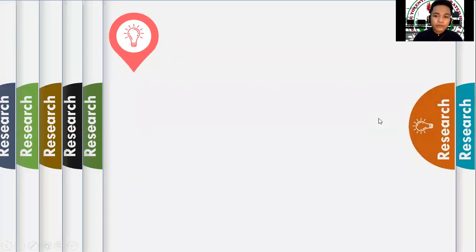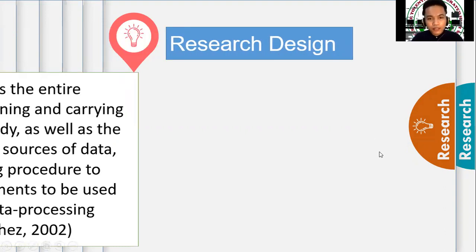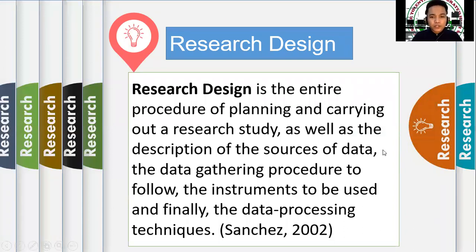Okay, but before we move on, let's try to define first two important words that we will be encountering in this presentation. The first one is research design. So what does it mean? Research design is the entire procedure of planning and carrying out a research study, as well as the description of the sources of data, the data gathering procedure to follow, the instruments to be used, and finally, the data processing techniques, according to Sanchez, 2002. Later in the presentation, we will explain further what this research design means.